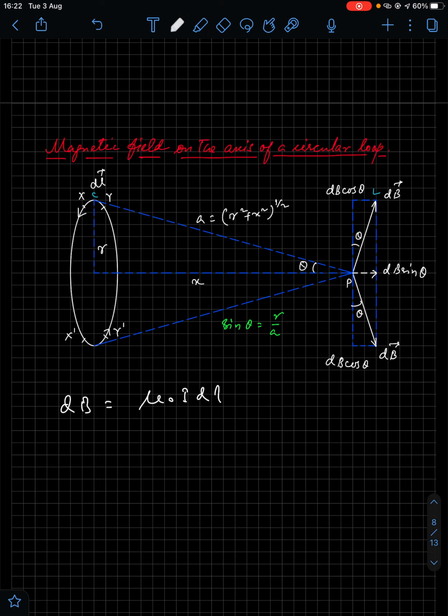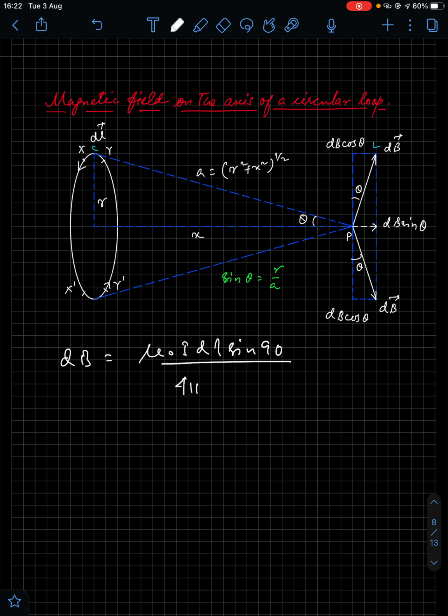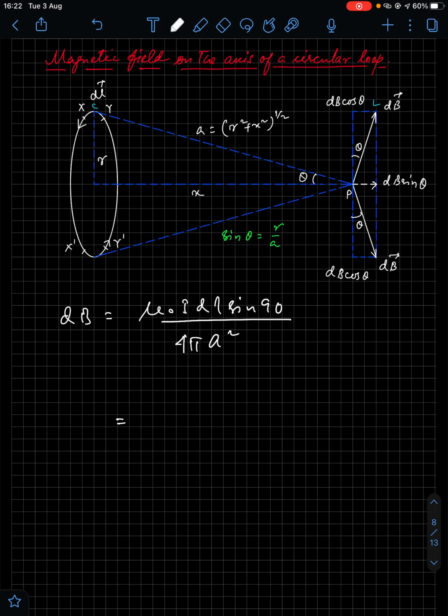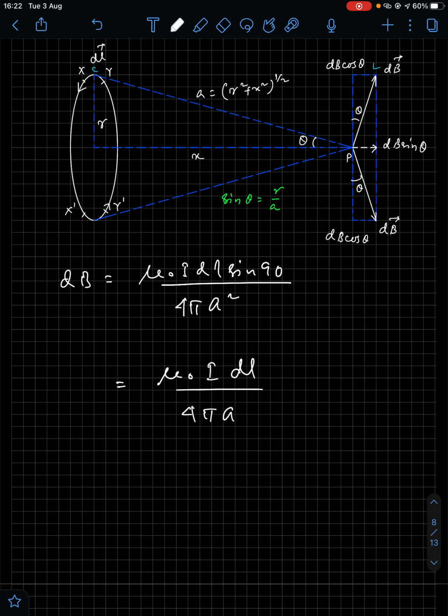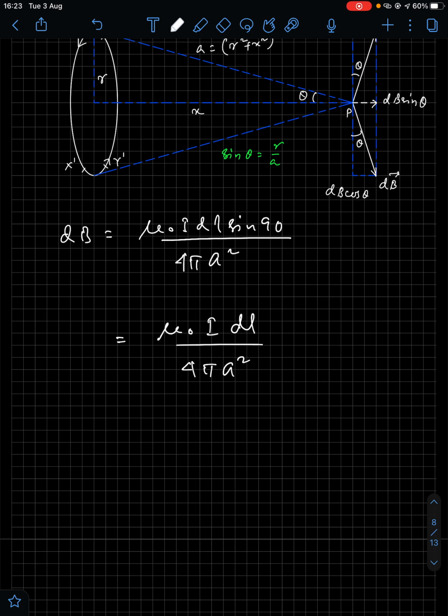So this angle is 90 degrees, so that particular angle is sine 90 here. Mind it, that theta is not this theta, this is different. If you want to mark it with some angle, you can mark it as phi. So mu naught Idl sine 90 degree divided by 4 pi r square we had previously, that distance. Now we have this distance as a, so 4 pi a square. So we have this as mu naught Idl divided by 4 pi a square.